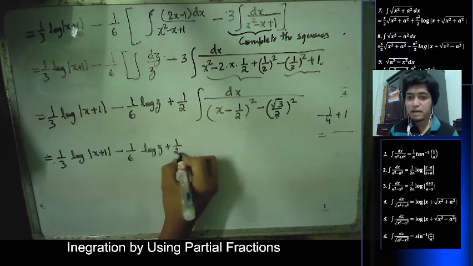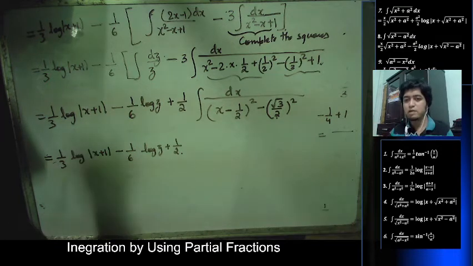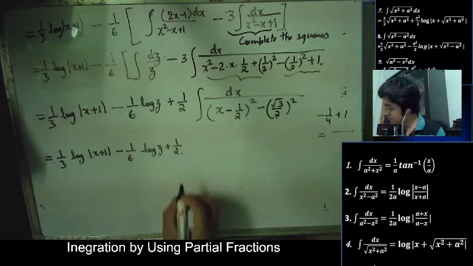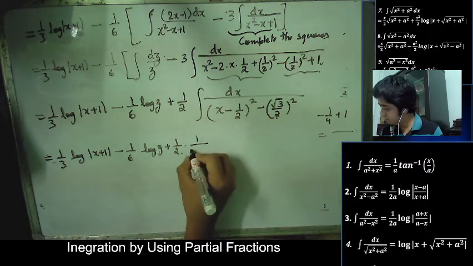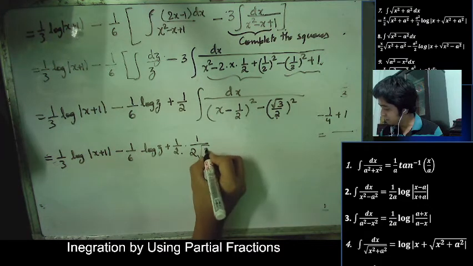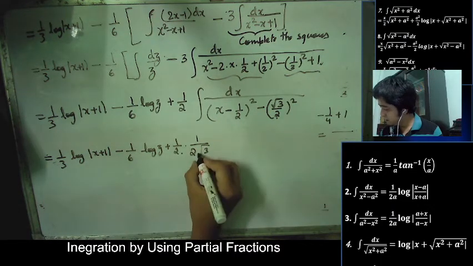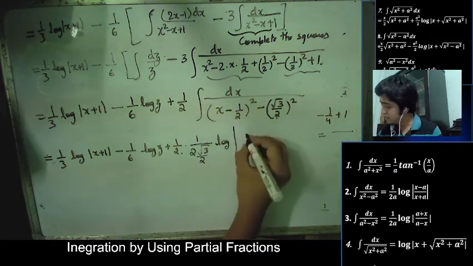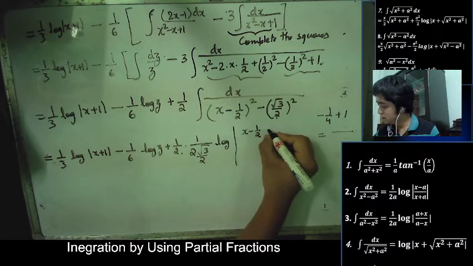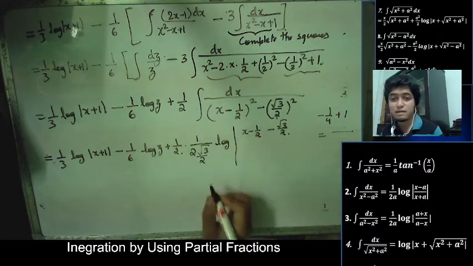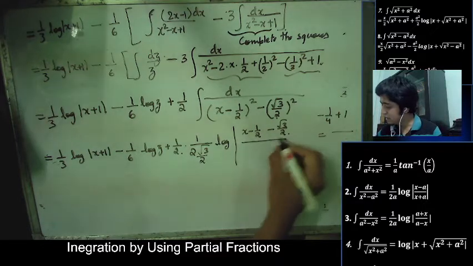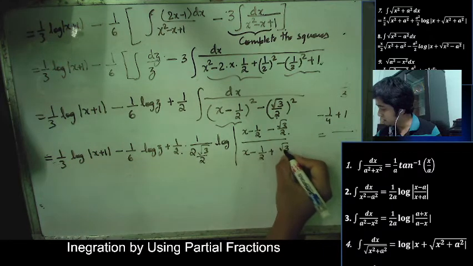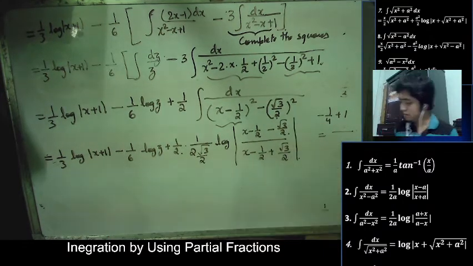Plus 1 by 2. And if you use formula number 2, let me just expand it. You'll be having 1 by 2a, so 1 by 2, and this one will be a, square root 3 upon 2, log x minus a, that is x minus 1 by 2 minus a, upon x plus a. So this whole thing behaves as x plus root 3 upon 2. Okay, so this is what we are having.